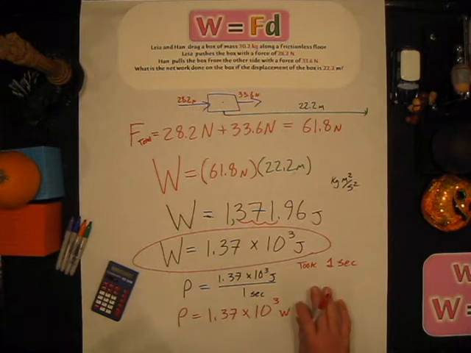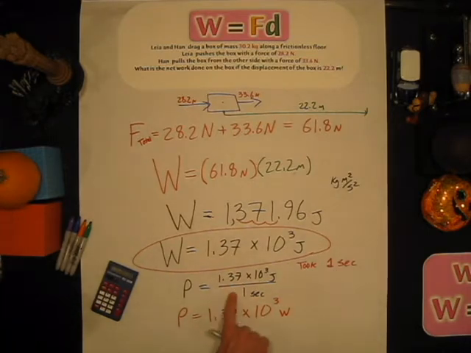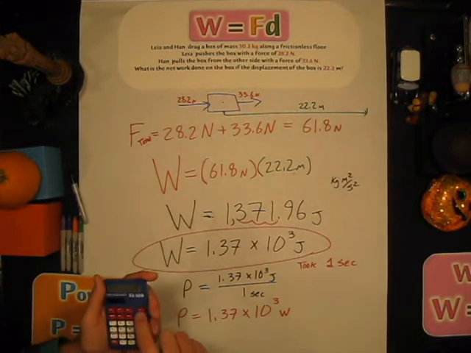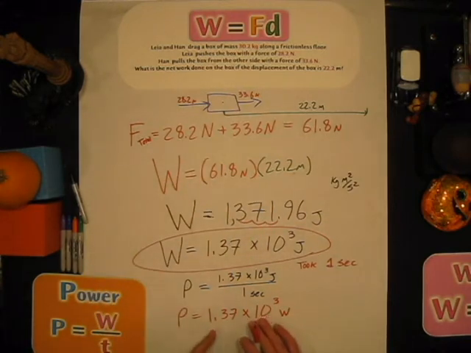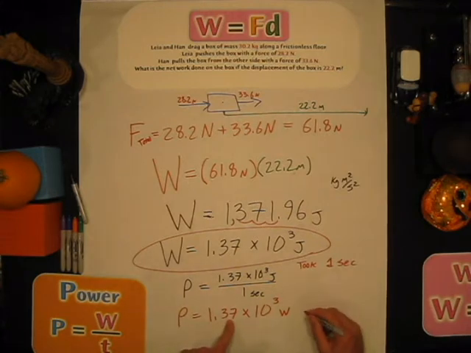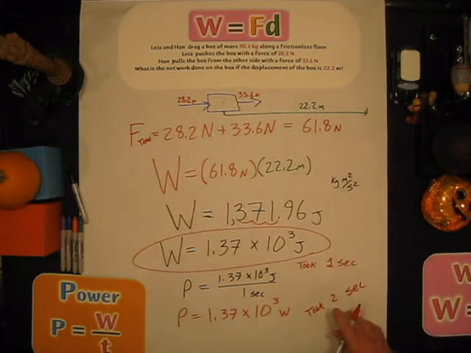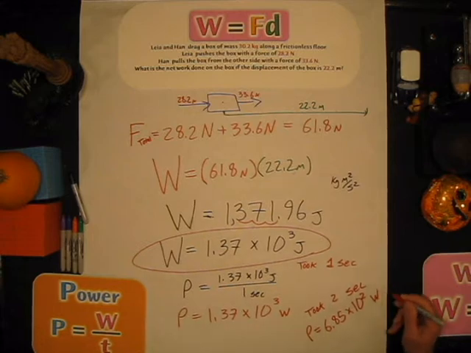But what if it took 2 seconds instead of 1 second? Well then we would divide this by 2. So what's 1.37 divided by 2? 0.685. So it would be the same number, but I'd have to move the decimal back. So if it took 2 seconds, the power would be different. It would be 6.85 times 10 to the second watts.